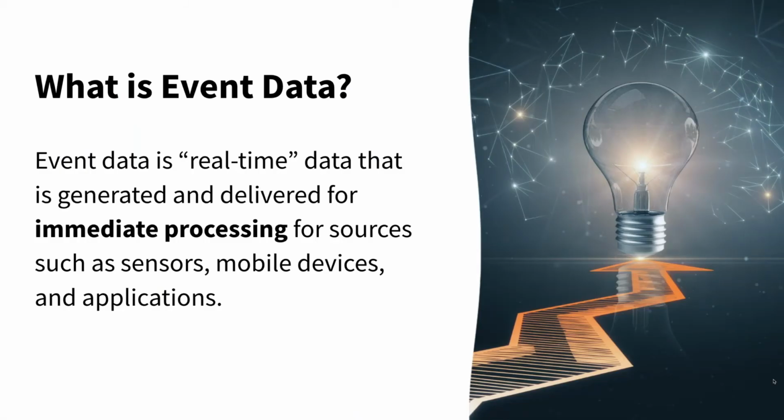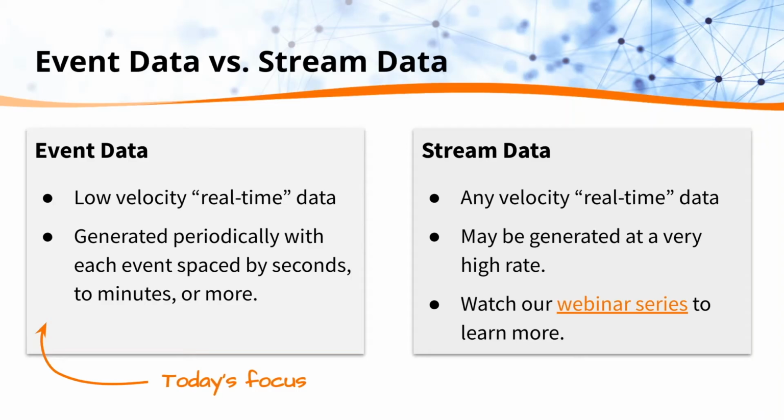So first of all, what is event data? Well, as far as we're concerned in this webinar, it's real-time data that's generated from applications or sensors or various sources that's delivered for immediate processing. So it might be an application where you enter a work order in one application, and that's going to trigger an event that's going to cause other systems to be updated. Or it could be a sensor that generates an alarm, say a fire alarm, or overheating alarm, or things like that. So that's what event data is.